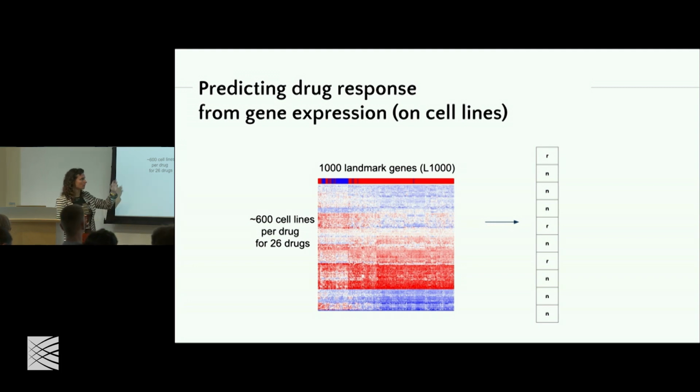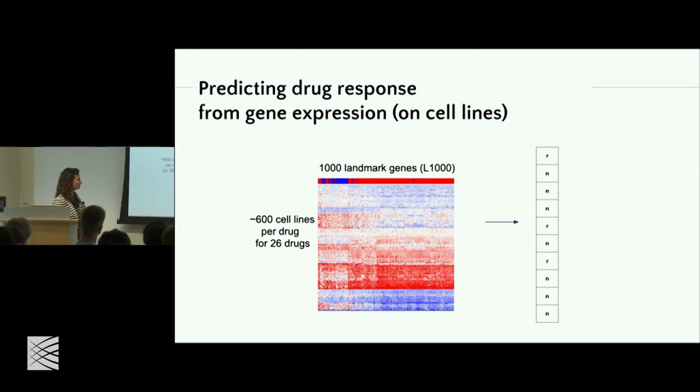So here we just took 1,000 landmark genes. We didn't have to take 1,000 landmark genes, but there is a reason for that. It's about 600 cell lines per drug. We selected the 26 FDA-approved drugs, and we were mapping to response, non-response.